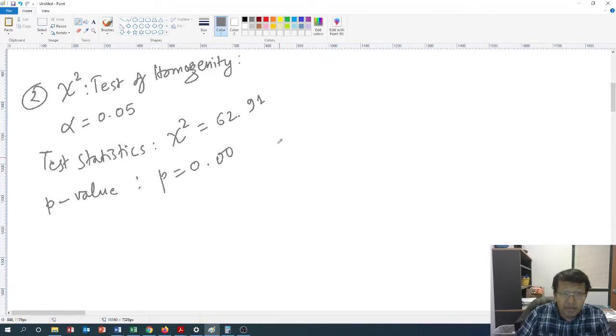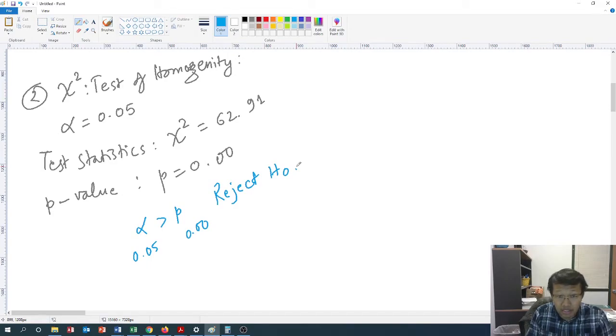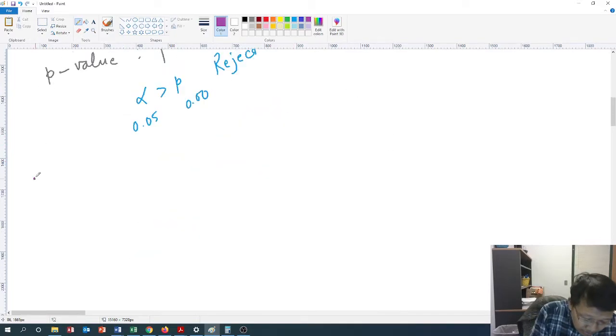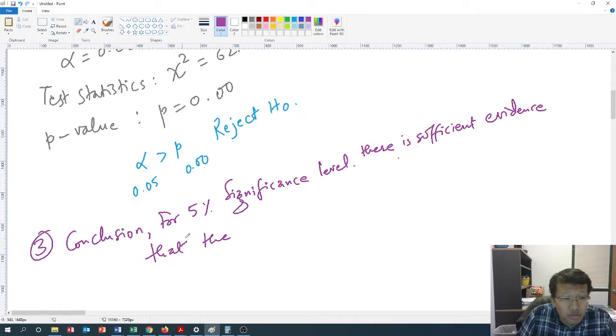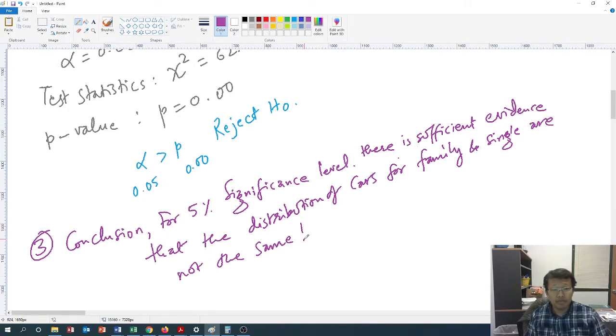Now if we compare these two, then we definitely know that alpha is greater than the p-value, since alpha is 0.05, which is 5%, and the p-value is 0.00. So since alpha is greater than p, reject the null hypothesis. That means the distributions are not the same. So in conclusion, number 3: for 5% significance level, there is sufficient evidence that the distribution of cars for family and single are not the same. So that's it. That's how we go for test of homogeneity.